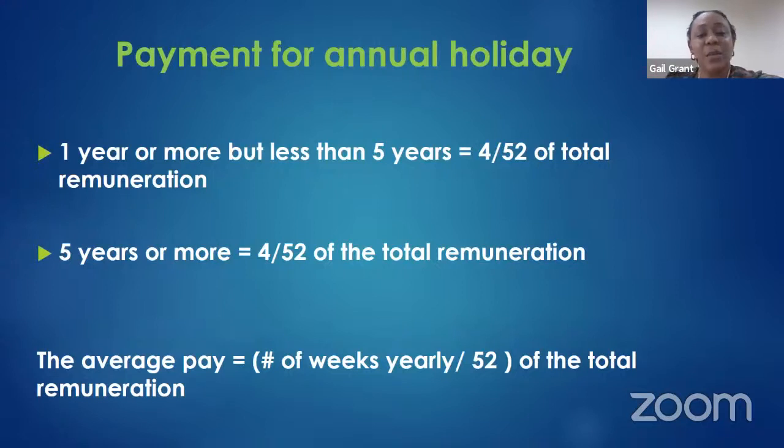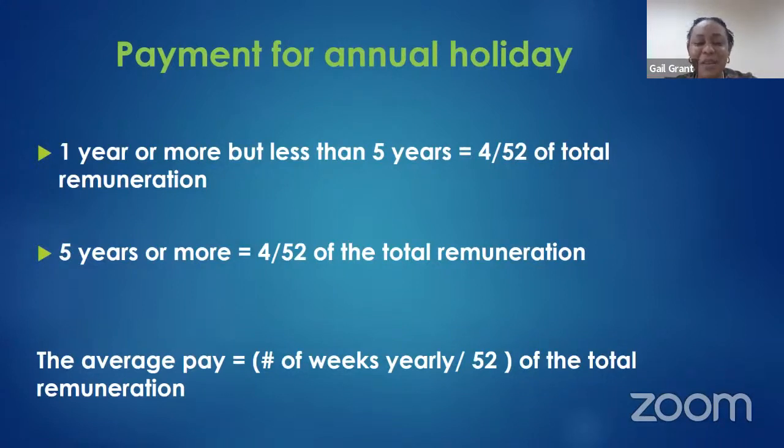So now we go on to the payment. How do we calculate? So when we started, quite a few of you have said that you have not calculated holiday pay before. You had some questions about the calculation of the holiday pay. So for 1 year or more, but less than 5 years, it's the total remuneration multiplied by 4/52. Sorry, 3/52. That's an error. It's 3/52. For the 1 year or more, but less than 5, it is 3/52. 3, not 4.